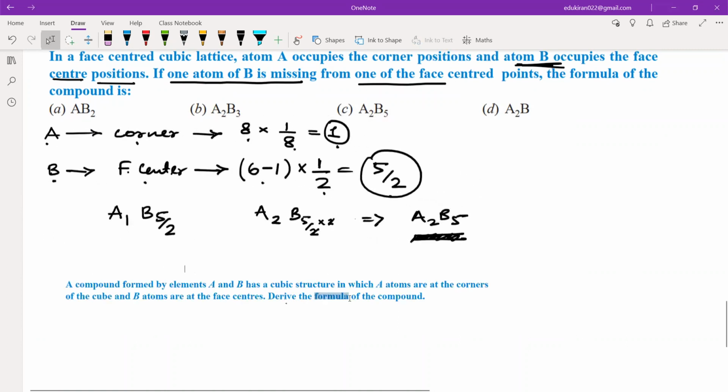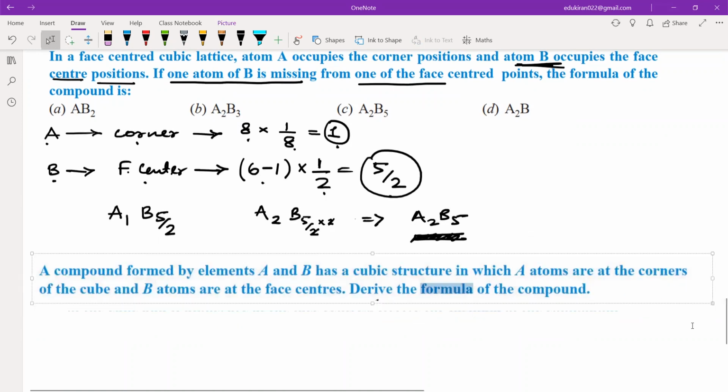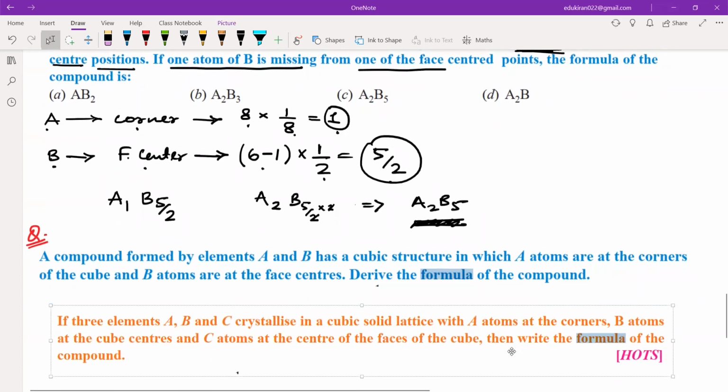Okay, so write this. After you are done, you will calculate this one. Next question is this one. Okay, so you guys solve these two questions.